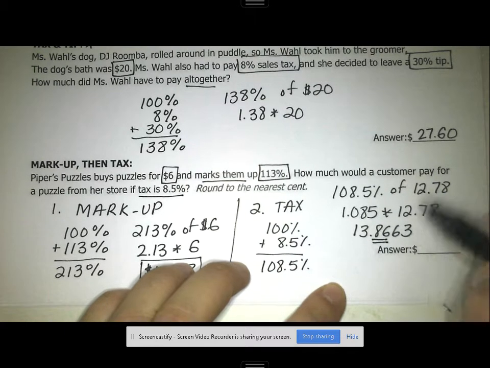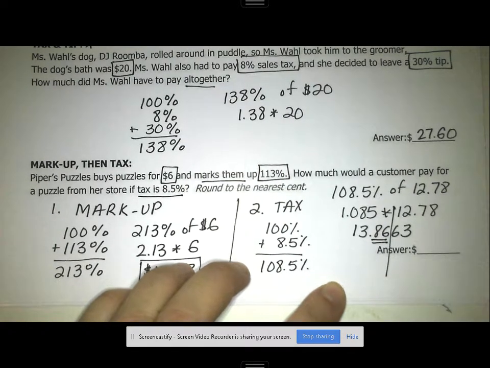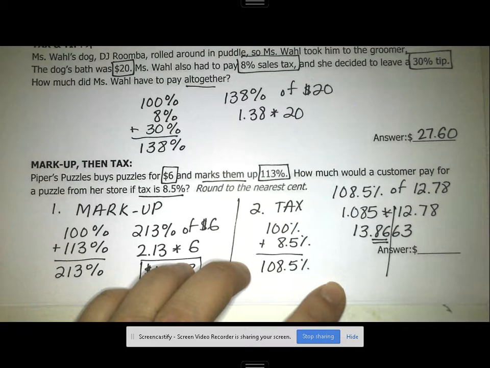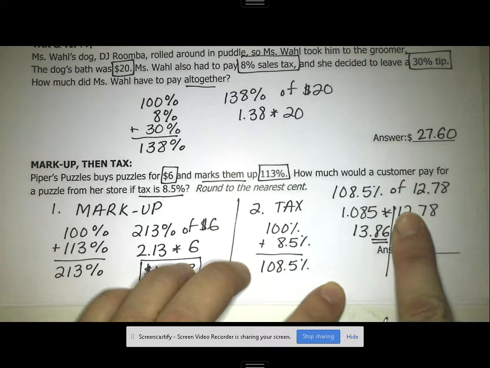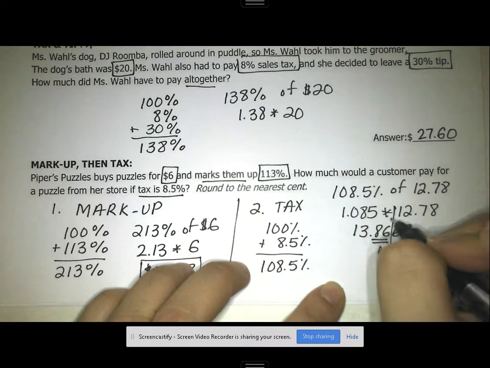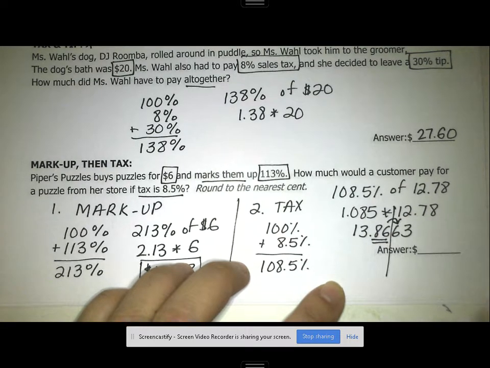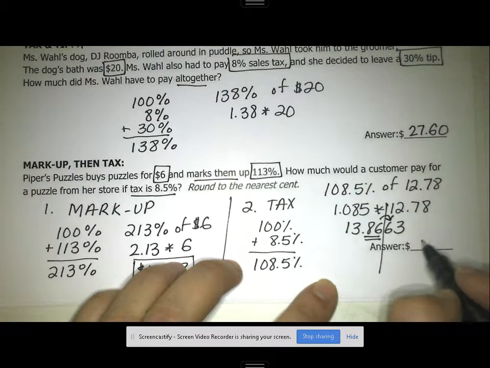Now, it does say round to the nearest cent, and we know that money goes two places after the decimal to the hundredths place. So I'm going to cut this off right here and ask myself, okay, would it be closer to $13.86 or would it be closer to $13.87? And since the next number over is a 5 or above, I have to give this 6 a shove and round it to $13.87.